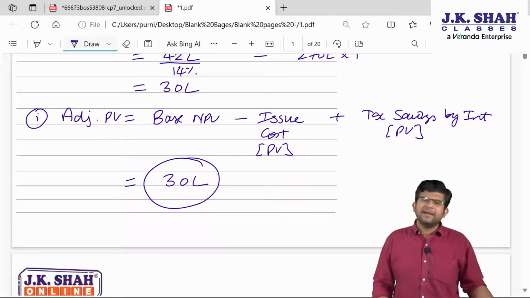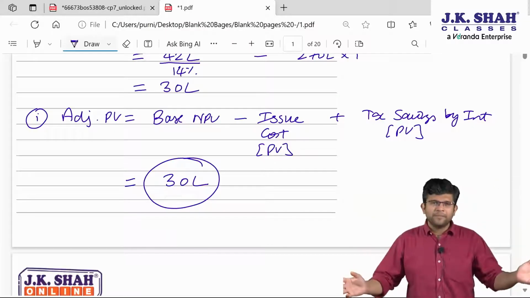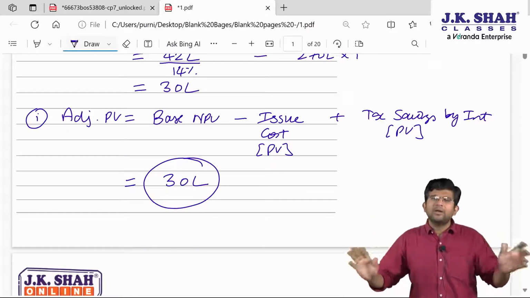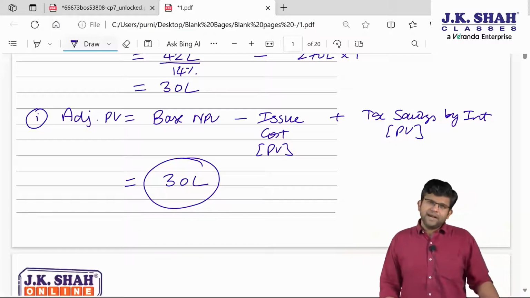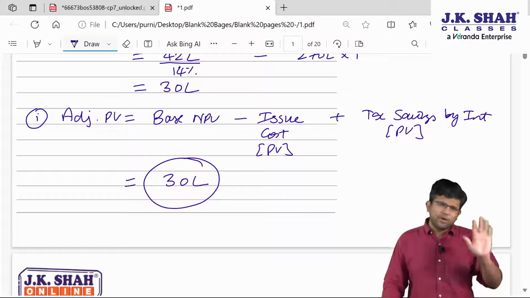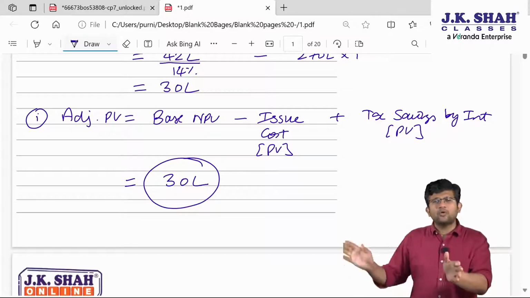So basically, some of you might think, why not recalculate the whole NPV without taking equity into picture? Just think from start only that we had taken debt and then accordingly calculate the NPV. You are right, you can do that. Adjusted NPV is saying we don't want to go through that route.